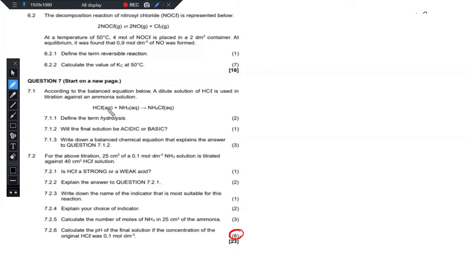Now, hydrolysis, what is it? In definition, we'll say this is a reaction. Do not think of hydrolysis in terms of organic chemistry. The hydrolysis in here is the reaction of salt with water.